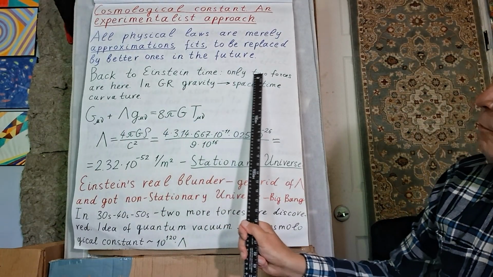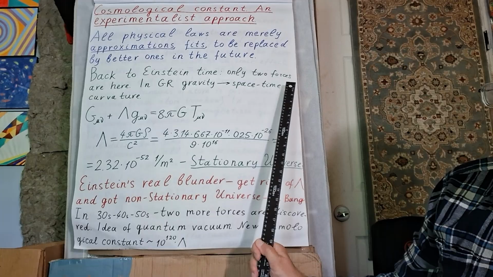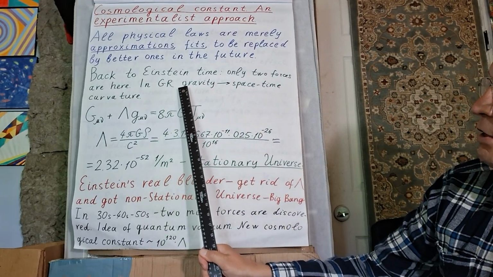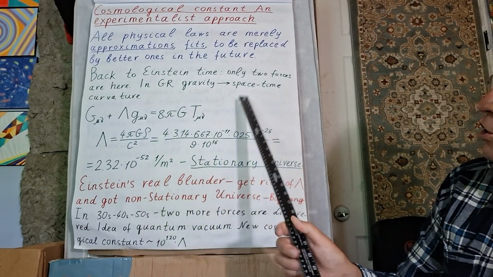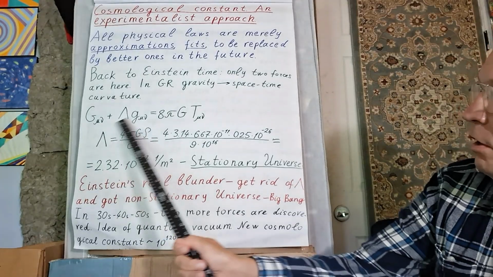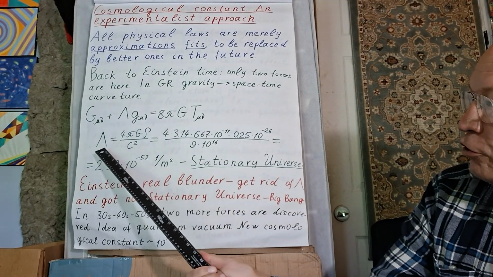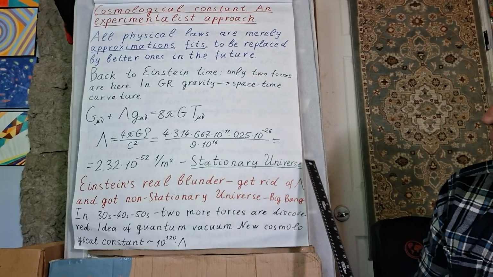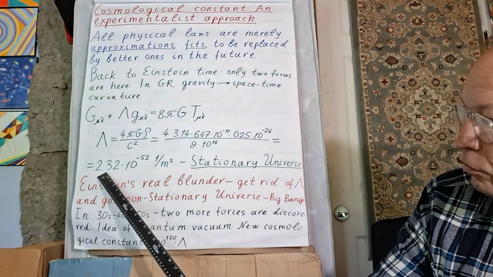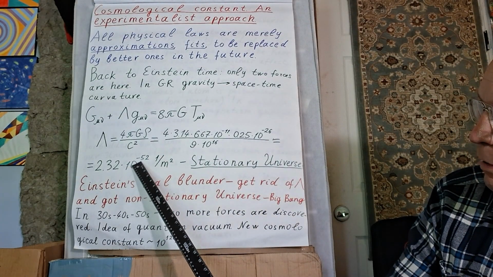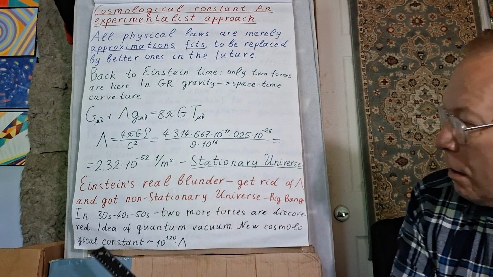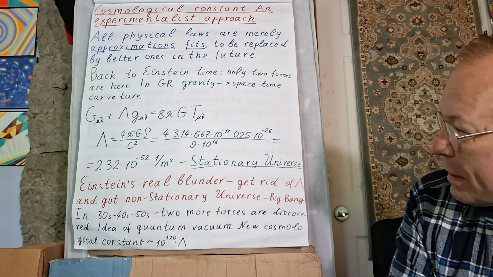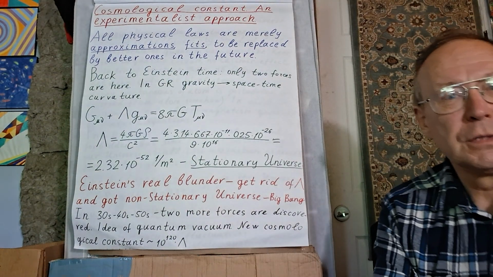At Einstein's time, only two forces were present. In general relativity, gravity was changed to space-time curvature, so the cosmological constant for a static universe would be this value, and that would correspond to 2.32 times 10 to the power of minus 52 meters to the power of minus 2 for a stationary universe.